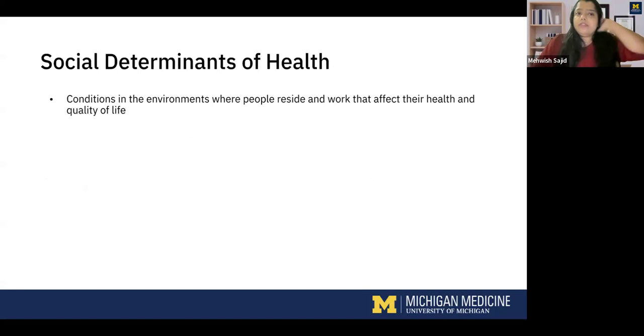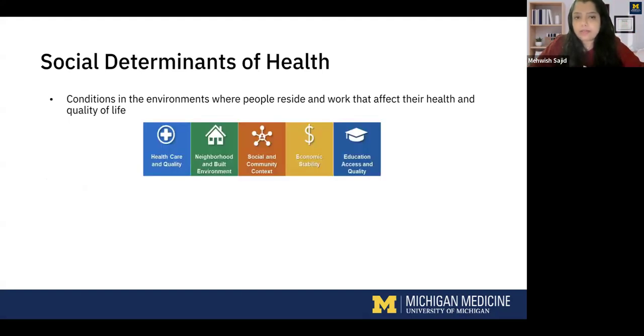To define social determinants of health, these are conditions in our environments, whether it's where we work, where we live, where we play, go to school, learn. These all affect an individual's health and their quality of life. And there are five key social determinants of health. These are ones that have been highlighted in prior lectures, especially with Dr. Billings' lecture a few weeks ago about health disparities in sleep. But to review, these are healthcare inequality, neighborhood and the built environment, social community context, economic stability, and education access and quality.